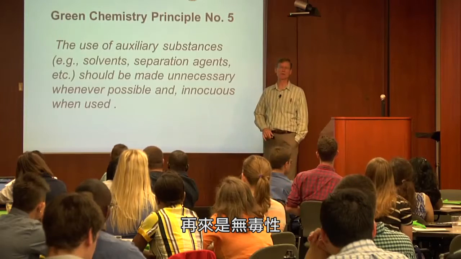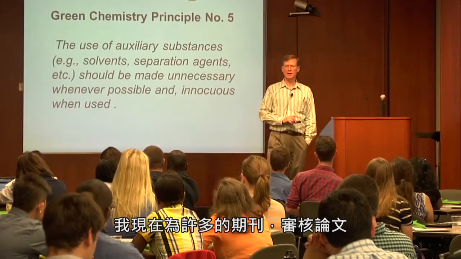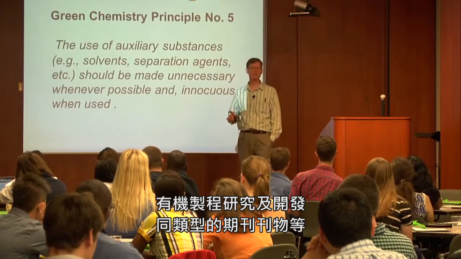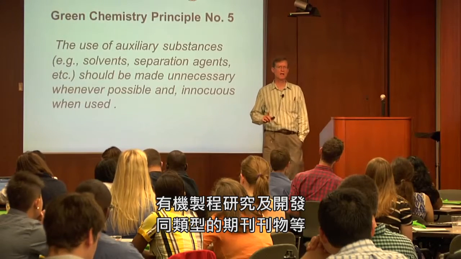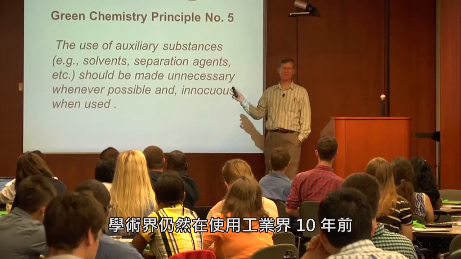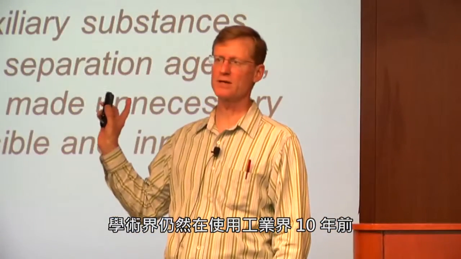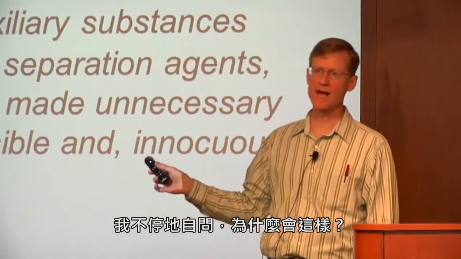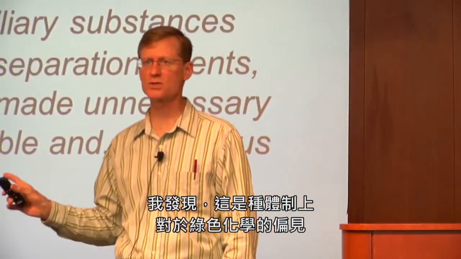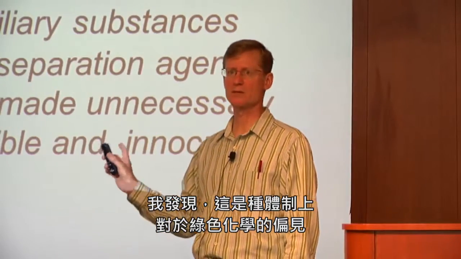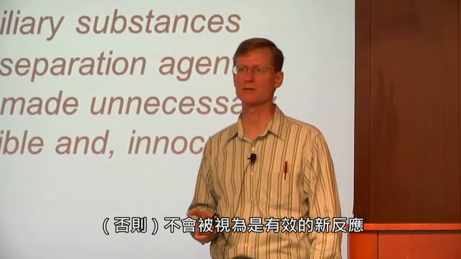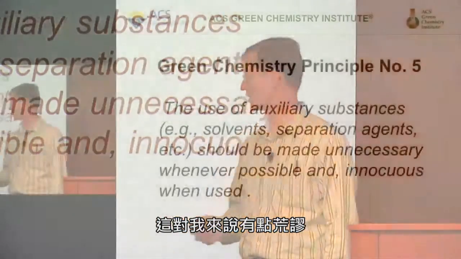And then the second one, innocuous when used. Now, I review a lot of papers for journals like Green Chemistry and Organic Process Research and Development and similar publications. And practically every single article I review, they ignore solvents. And academics are still using solvents which industry has gotten out of 10 or more years ago. And I keep asking myself, why is that the case? And what I have come to discover is that there's an institutionalized bias against green chemistry. In other words, you have to replicate reactions using similar conditions, otherwise they don't think it's a legitimate new reaction, which again is kind of ridiculous in my opinion.